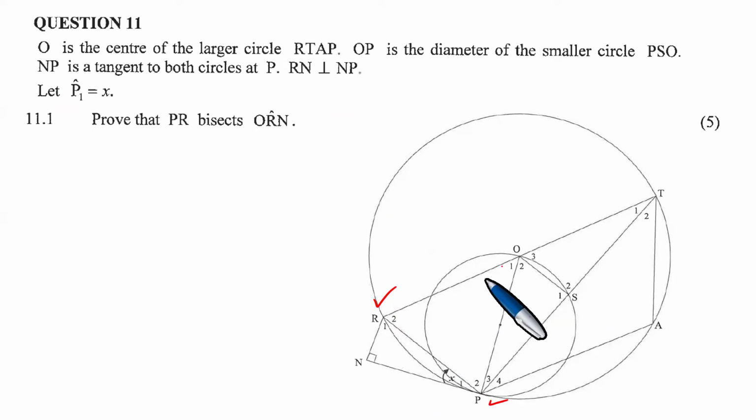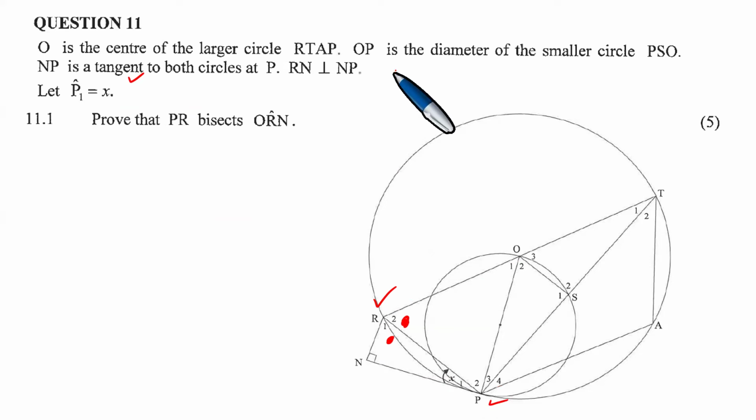To prove that PR bisects the angle ORN, we must prove that this angle here is equal to that angle there. R1 equals R2. That's what you need to prove here. R1 is equal to R2. Let us prove this. How do you prove that R1 is equal to R2? Because you've already been given a tangent.